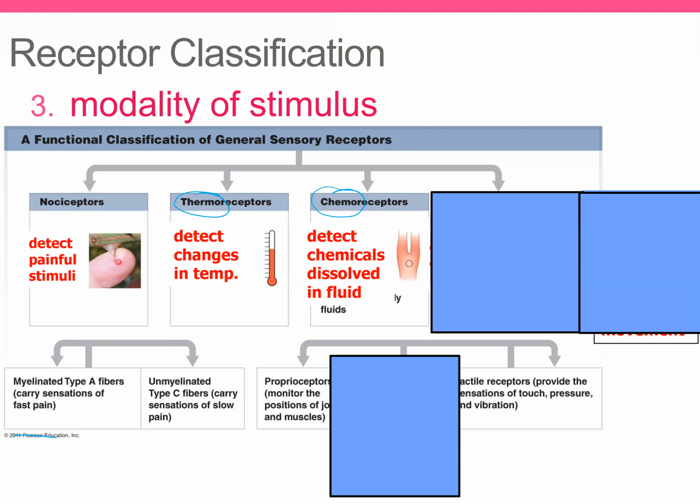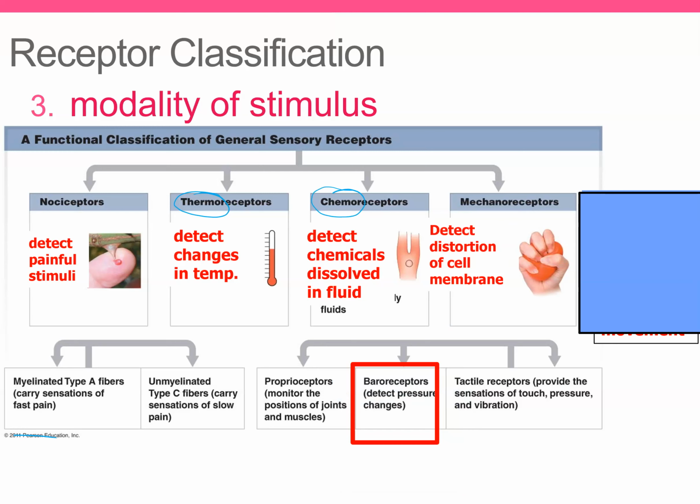Maybe it's in your mouth, in your saliva. Lots of chemoreceptors all over the place as well. And then mechanoreceptors detect some sort of movement or distortion of your cell membranes. So it's a mechanics or machinery type of movement for your cells.